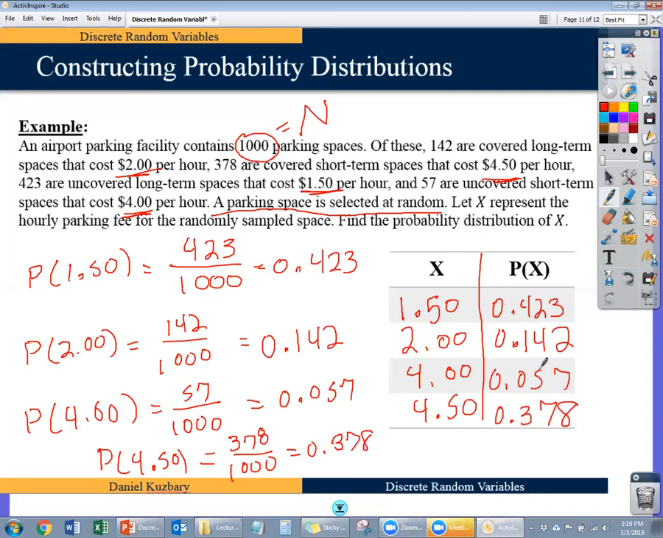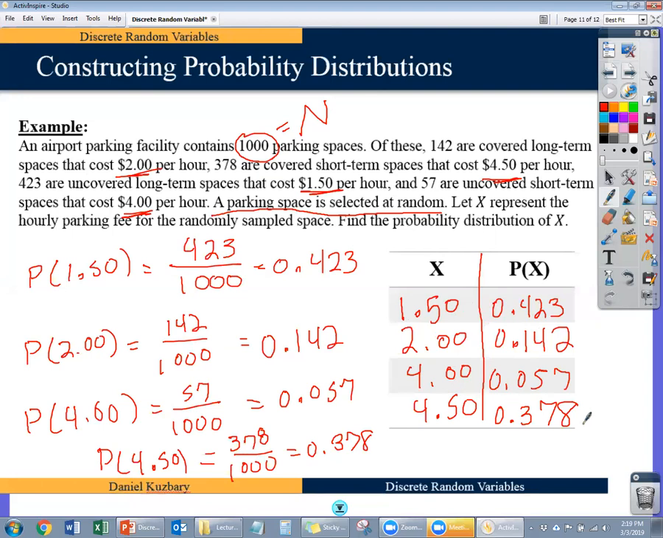And that's my probability distribution. So what I did was I identified all my possible X values, which were there in the problem, and they told me X is the fee. So I found the 4 fees. And then I found the probabilities associated with each one using the same methods we used in previous videos when we found probabilities. It was the number in the category over the total number. And so once I found each one, I just put them in the table and matched them up appropriately. And there's your probability distribution.